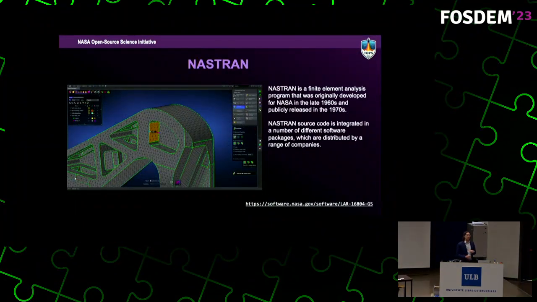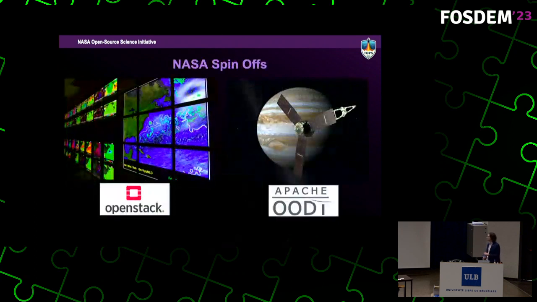NASTRAN was a program for engineering and finite element analysis developed in the 60s and released as public domain in the 70s. It now underlies a number of engineering codes and engineering software which are out there, but NASA loves to spin out our projects. Another example of our spin-offs is OpenStack, which underlies on-premise cloud computing. We still use this in our ADAPT supercomputer center, and for our on-premise cloud computing it's still often used. But with Rackspace, we've handed this over to the wider community to further develop.